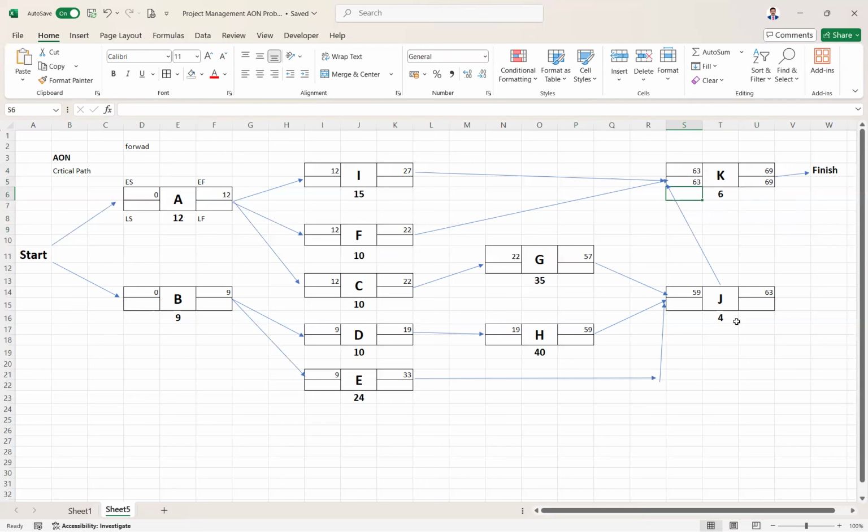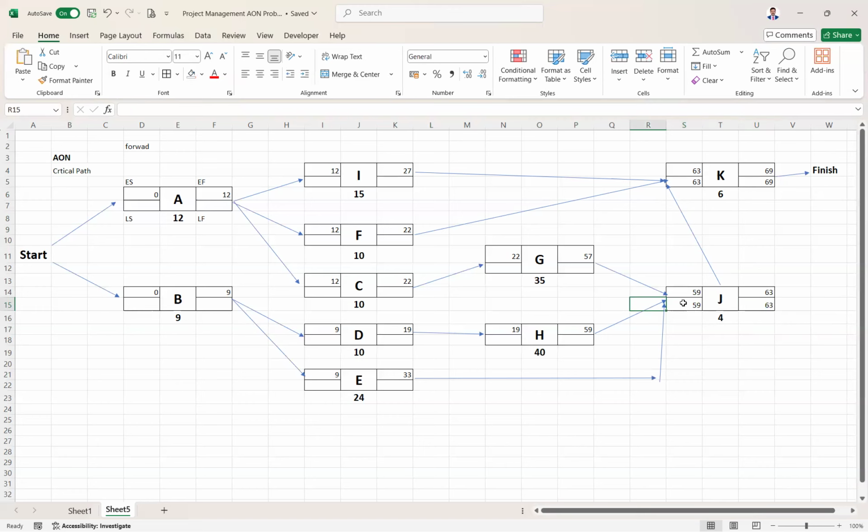Now, J becomes the predecessor for K. Same connection, 63 will come here. Why? J is only passing on to K. The forward node is only towards K. Backward also, there is only one path. So that will take 63. Then 63 minus 4, again 59.